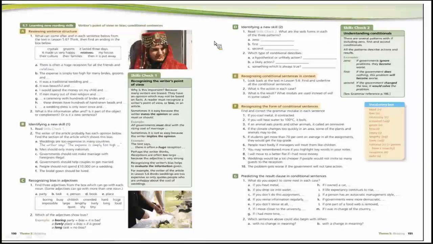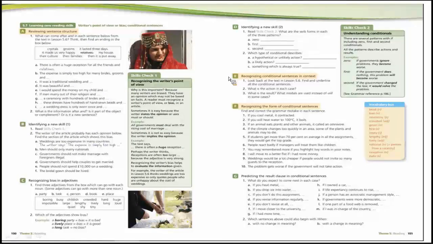Okay, and then five is gown. Okay, no problem. So the word gown means dress. When I say bridal gown, the bridal gown is the white dress that the bride wears on her wedding day. Any other words?